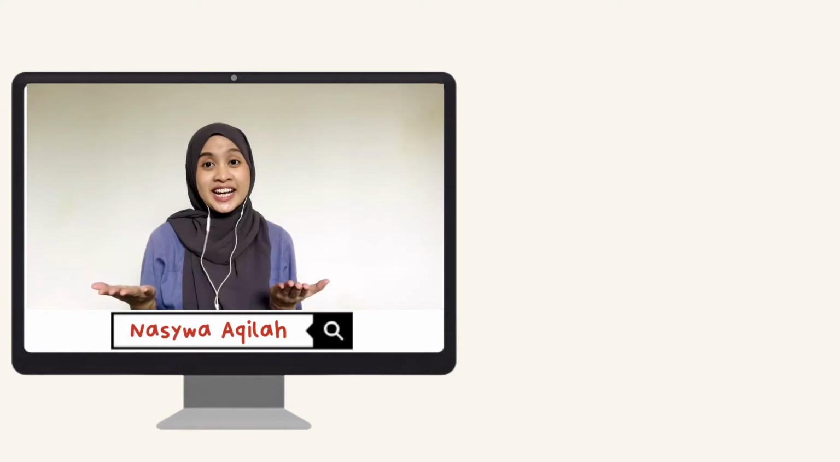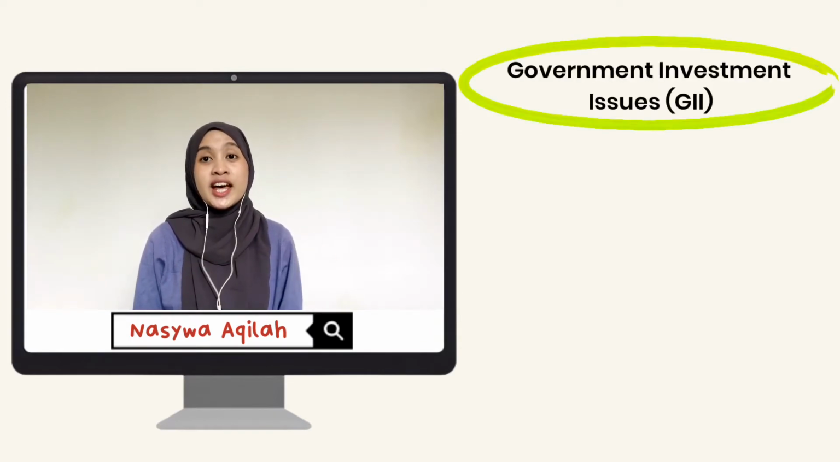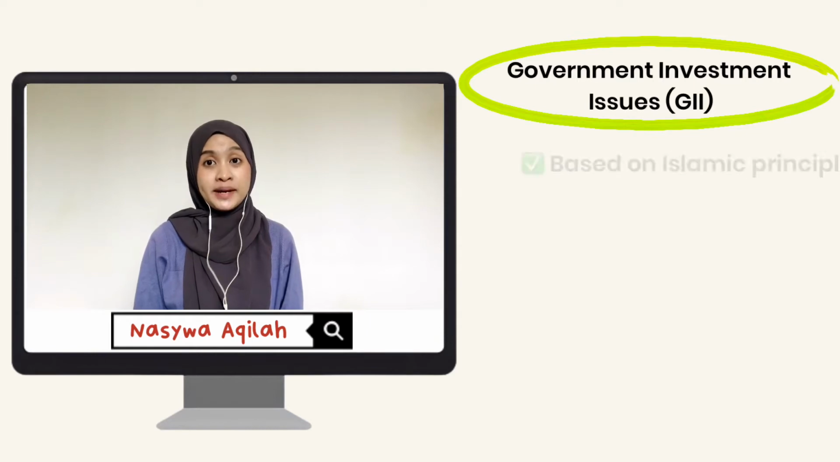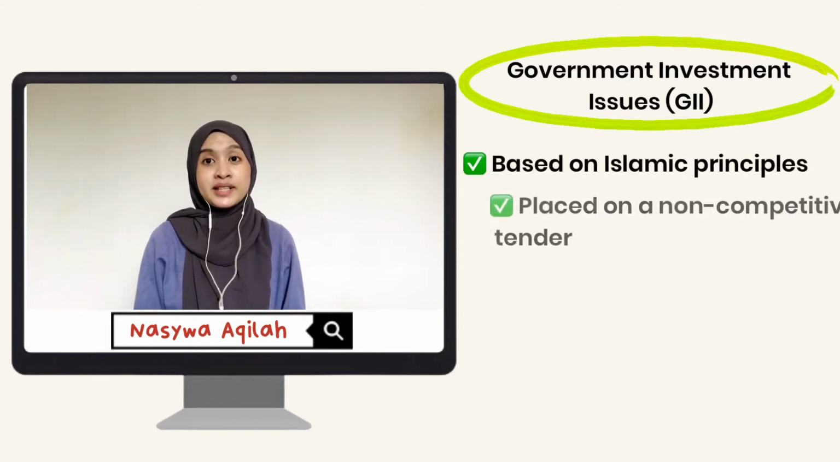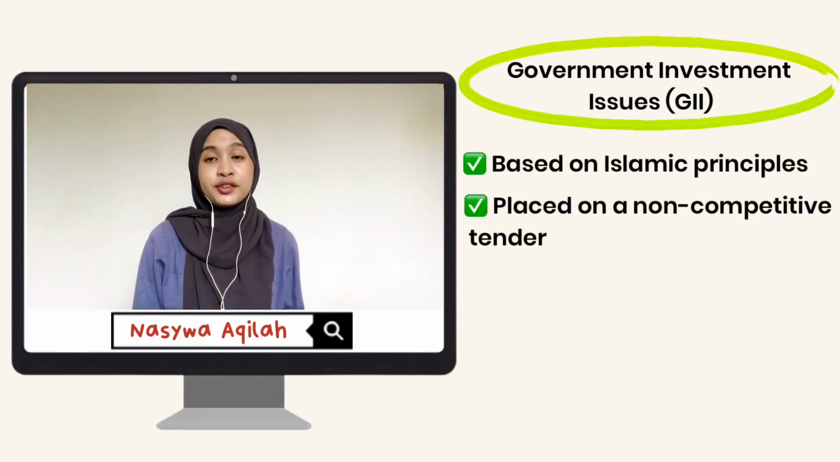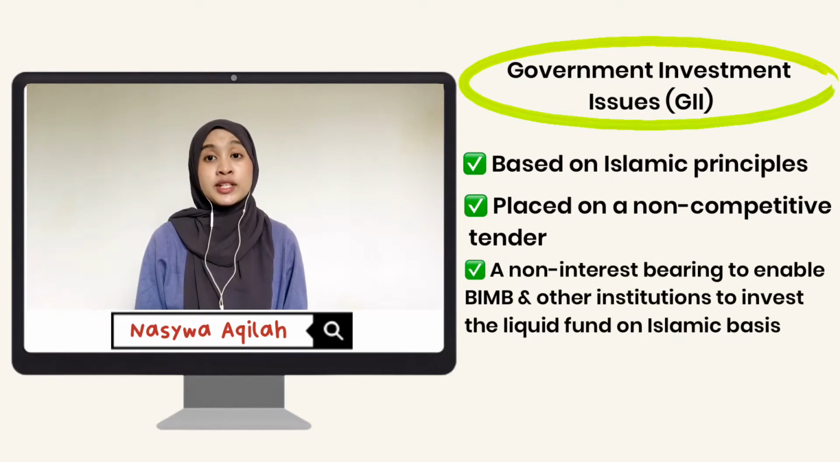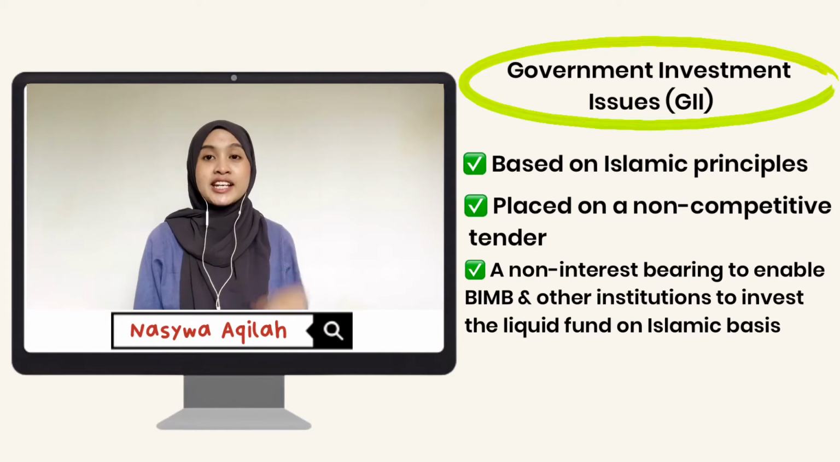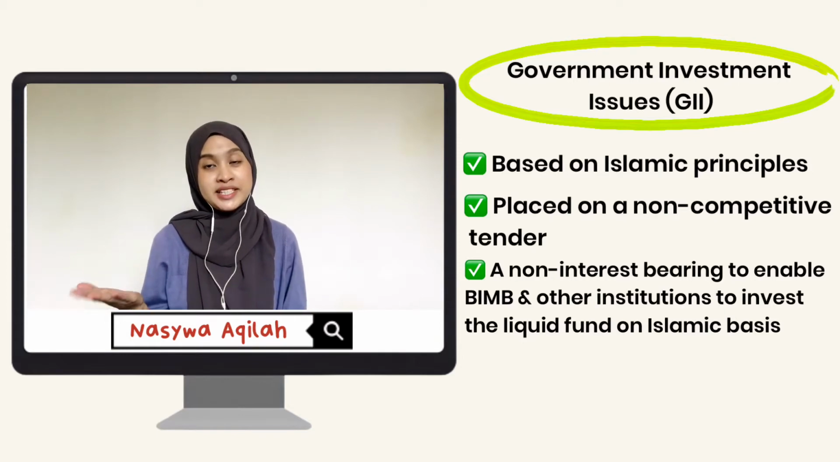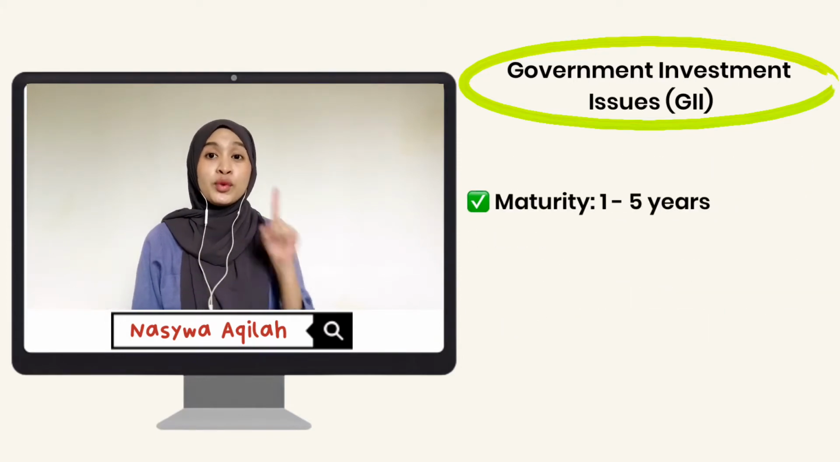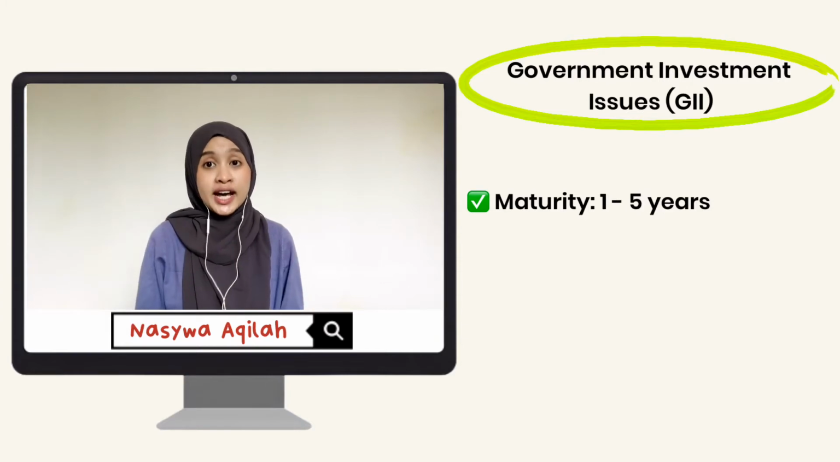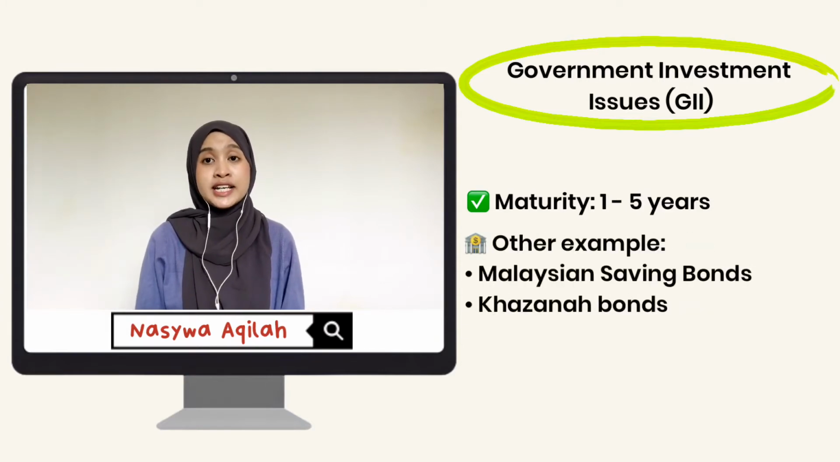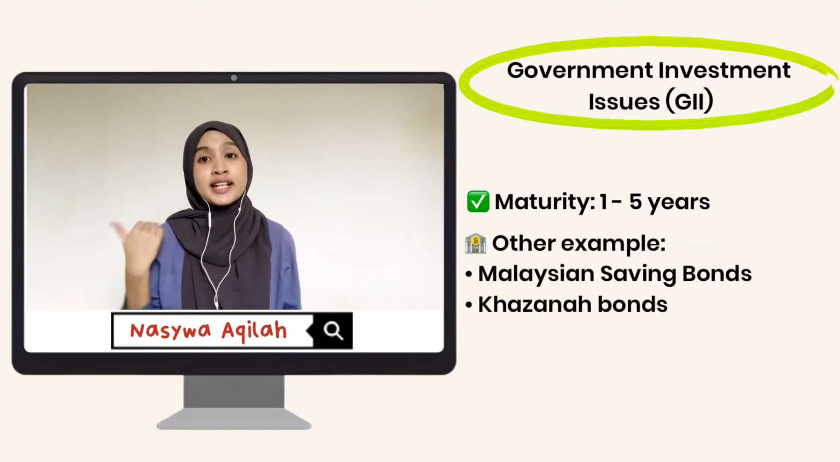So what does GII mean? GII is known as the Government Investment Issues. The government security issues are based on the Islamic principles and placed on a non-competitive tender. It is non-interest bearing to enable Bank Islam Malaysia Berhad and other institutions to invest their liquid fund on an Islamic basis. The maturity is between 1 to 5 years. And other examples of government bonds are Malaysian Savings Bonds and Khazanah Bonds.